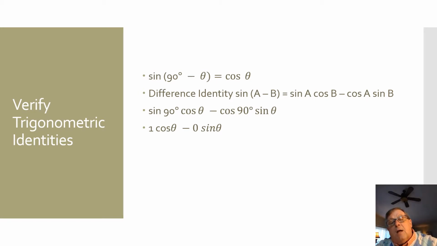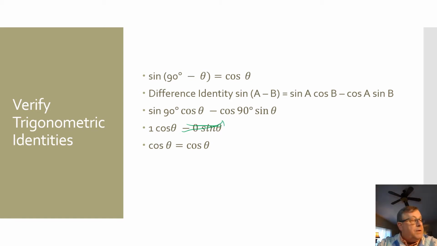0 times the sine of theta, whatever it is, is just going to be 0. That's going to cancel out, and I'm left with 1 times the cosine of theta, which is just the cosine of theta. And there we go. We have verified that the cosine of theta is equal to the cosine of theta.